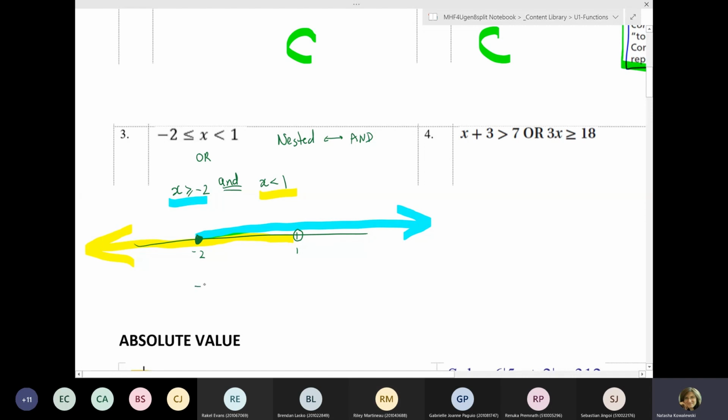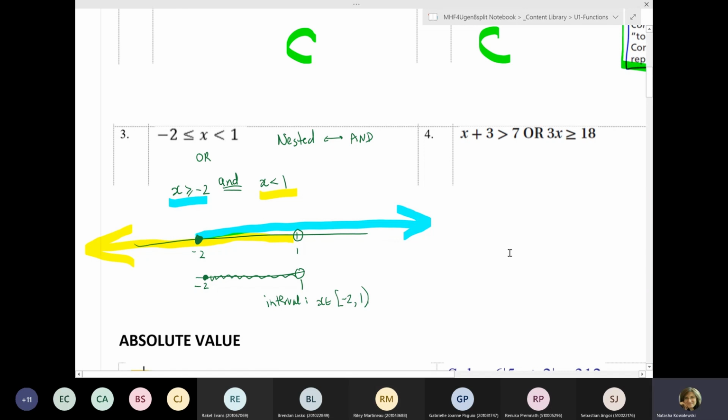So where both are shaded in is obviously between -2 to 1, which we already knew is how it looks when it is this inequality. So I'm just explaining to you, if it looked as two separate ones and there was the word and in between, this is what it looks like. And if you were to convert that to interval notation, you would say x element from -2 with a square bracket to 1 round bracket or parentheses.